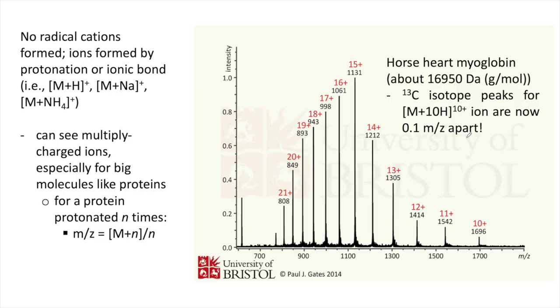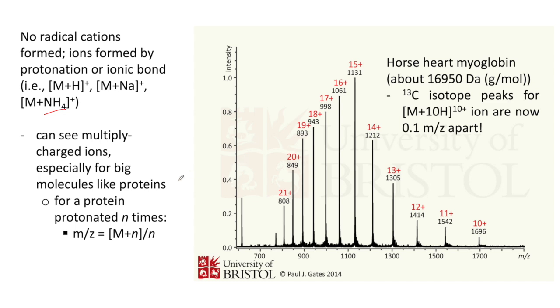Okay, so again, there are no radical cations formed here, and all my ions are either M plus H, M plus Na, maybe ammonium, something like that. I'm not going to see a whole lot of fragmentation, but I am going to see multiply charged ions. So remember, for GCMS, we said it's technically a mass to charge ratio, but you only have one charge per ion all the time. That's not the case here.